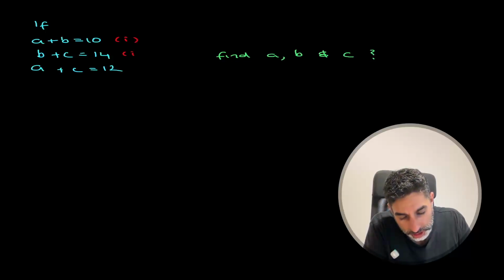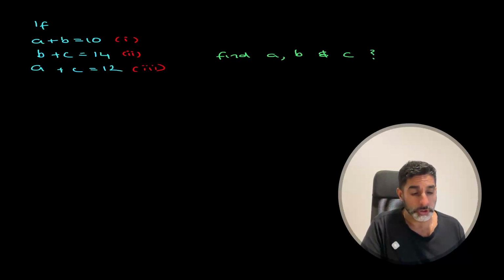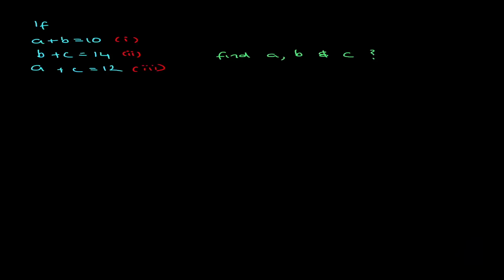Well, let's call this equation 1, this one equation 2, and this one equation 3. So let's just add all 3 equations. If I add the left-hand side together, we basically have a plus a, which gives me 2a. B plus b, which is 2b, and c plus c, which is 2c. So we just have 2a plus 2b plus 2c. And if I add my right-hand side together, you've got 10 plus 14, which is 24, plus 12, which is 36.